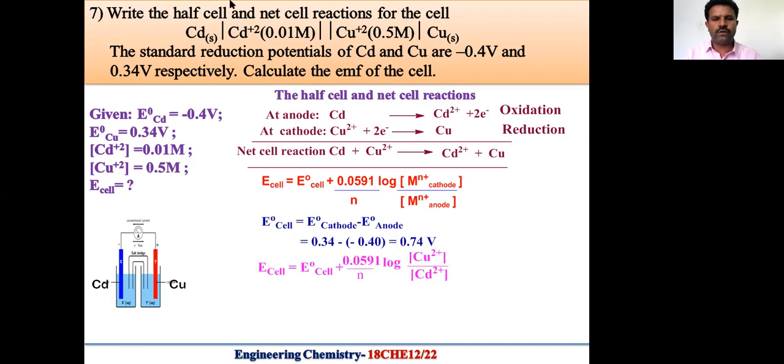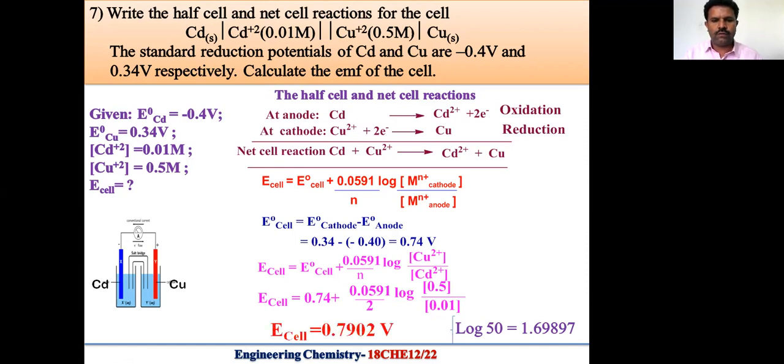Hence we can substitute the values, that is E cell is equal to E0 cell value, that is 0.74 volt, plus 0.0591 divided by the value of n, which is 2, times log of the concentration of the solution at cathode, 0.5, divided by the concentration of the solution at anode, 0.01. 0.5 divided by 0.01 is 50. Log 50 is equal to 1.69897.